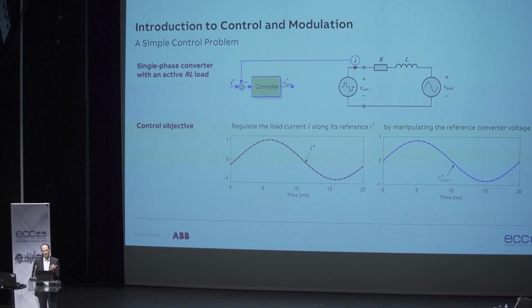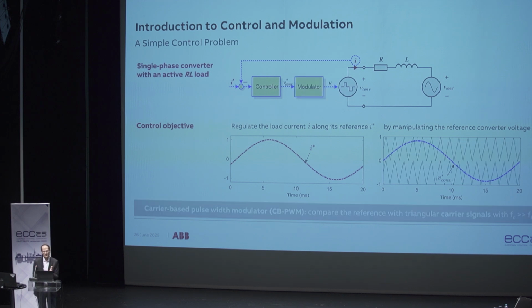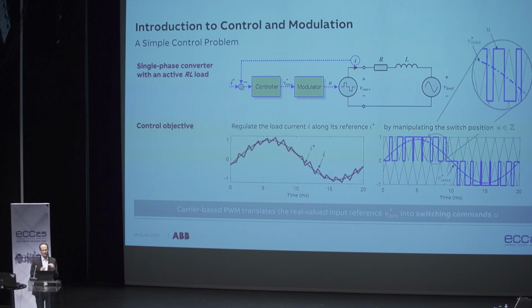Now, this controller typically would assume you have a linear system, but then you would need some modulator. You would need to translate these voltage references, which are real valued, into discrete switching. And maybe the easiest way to do so is to introduce so-called carriers, carrier signals. And because we have here 3 levels, we would have 3 carriers. And whenever there's an intersection between your reference, the voltage you want to achieve, and your carrier signal, you will have a switching transition. You will switch up and down.